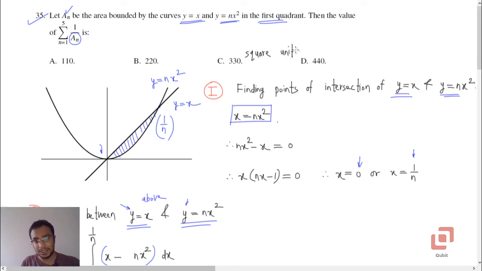So that is option C, a pretty simple problem in which they have combined two things clearly. First is the integration, and secondly the formula for the summation of n squared as n goes from 1 to, let's say, m.